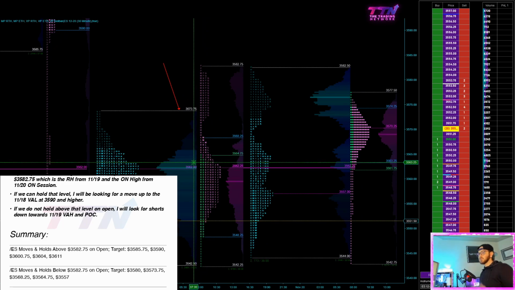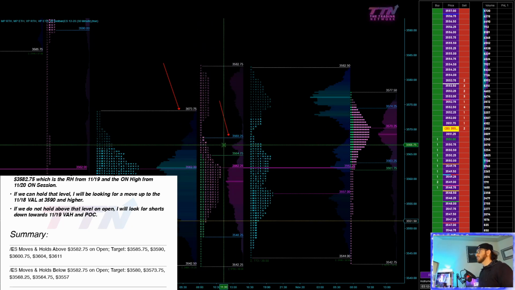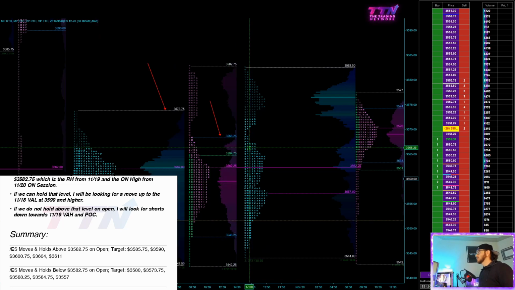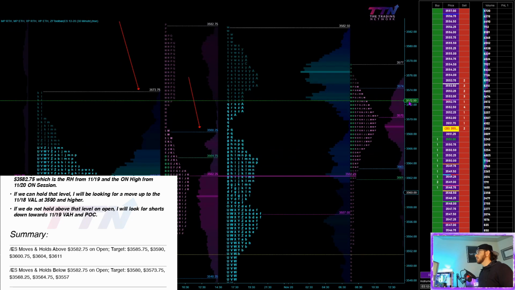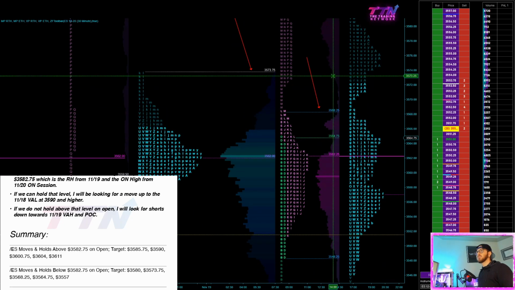Third downside target was 35.6825. 35.6825 was the value area high from yesterday's regular trading hours session. Right here, you can see this level. Zoom in a little bit so you guys can get a better picture.